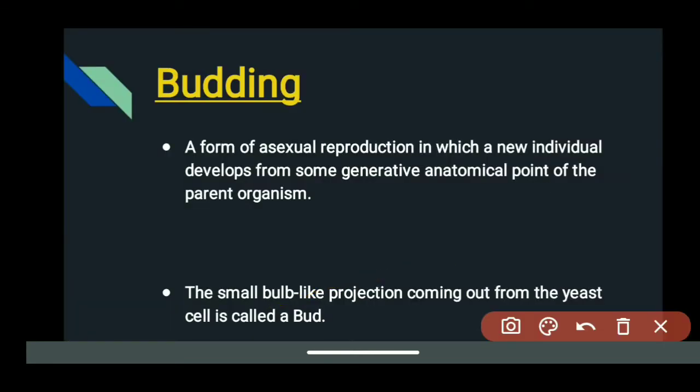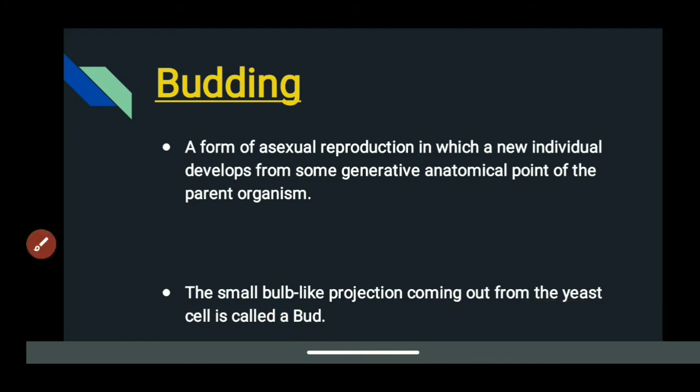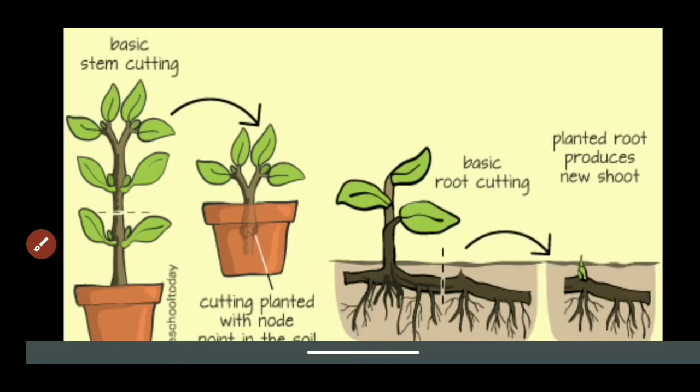the next one is budding, a form of asexual reproduction in which a new individual develops from some generative anatomical point of the parent organism. The small bulb-like projection coming out of the yeast cell is called a bud. So, in order to understand what budding is, I will explain it with the help of a diagram.